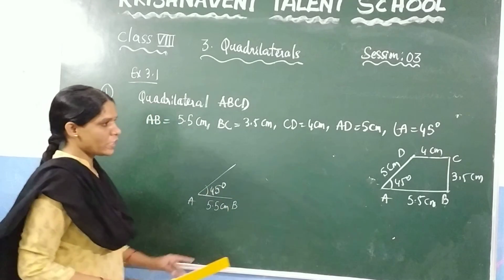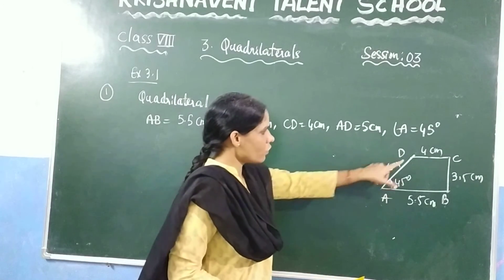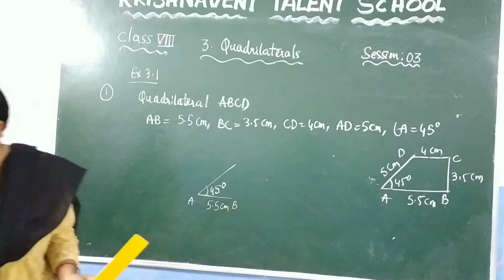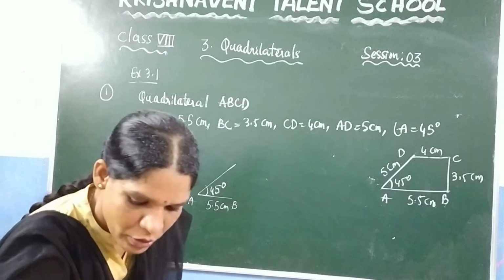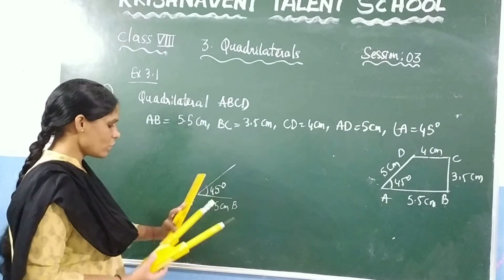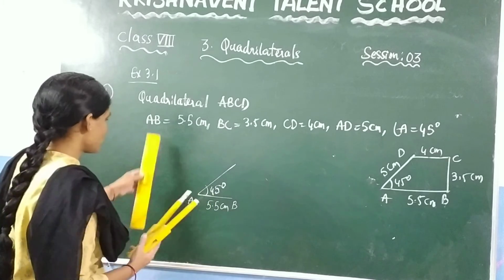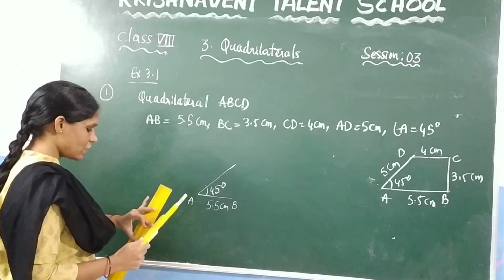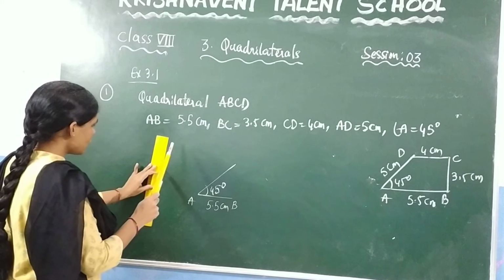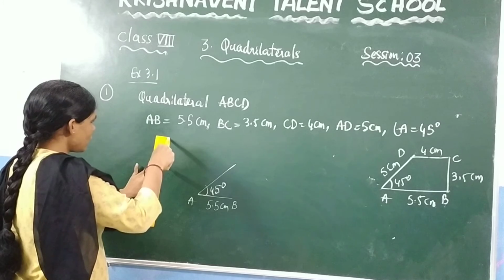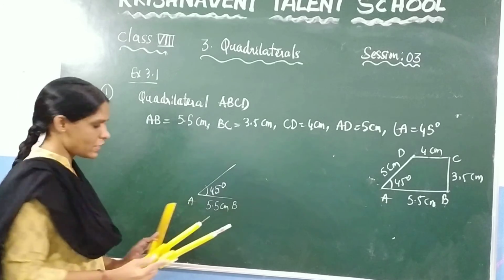Now we need to take the length of 5 centimeters. With the help of the scale, just take the 5 centimeters using your compass. So how do you take 5 centimeters? Keep the scale like this, and 5 centimeters you need to take here. This is the 5, and from that you need to take up to 0, right? So this is the length of the 5 centimeters.